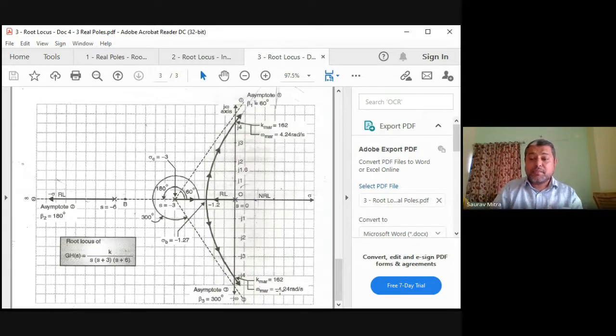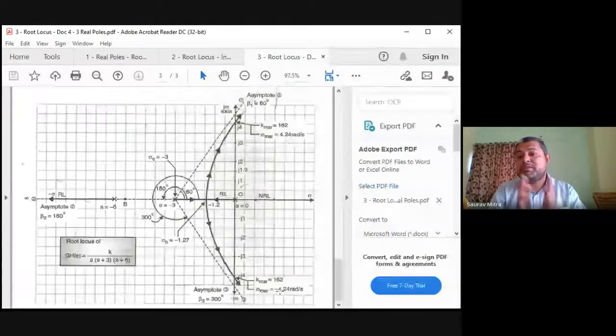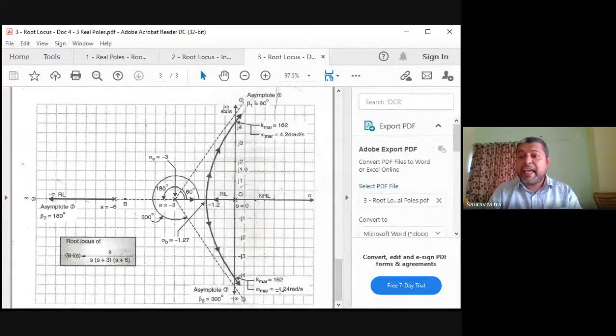And you have to say that this is a conditionally stable system. Why conditionally stable? Because from K equal to 0 up to K equal to 161.99, all three poles are lying in the left hand side of the S plane and the system is stable. At K equal to 162, the system becomes marginally stable. For K greater than 162, the system becomes unstable.